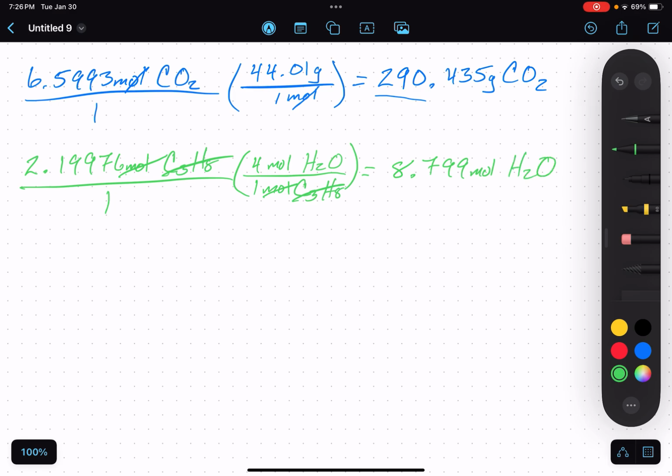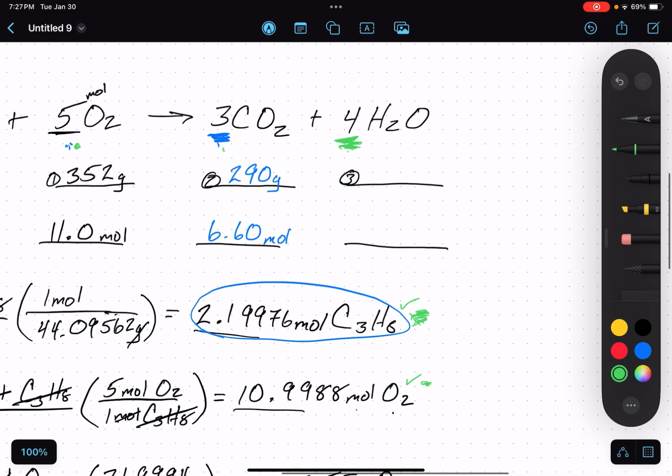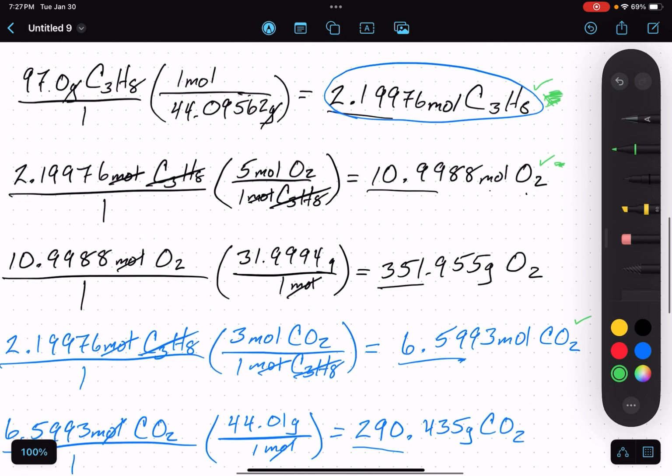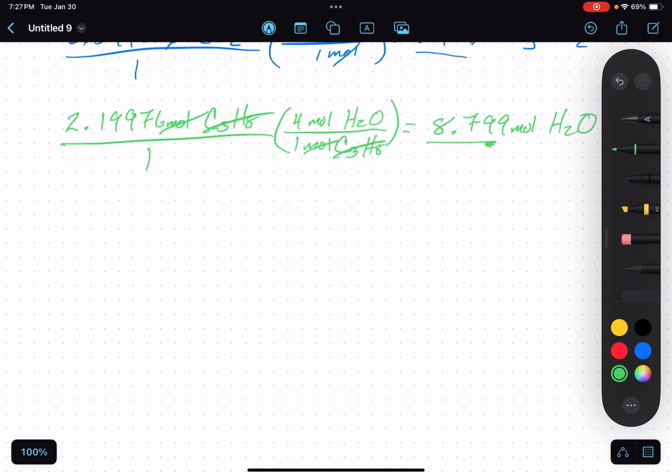All right, so let me put that. So 3 significant figures here will basically round out to 8.80 moles. Then, to find out how many grams, I need to use a formula weight for water. And water comes out to be 8.799 moles of H2O. Put that all over 1. And I'm going from moles of B, so just solved for moles, went from moles of A, which is my propane, to moles of B, which is now my water.